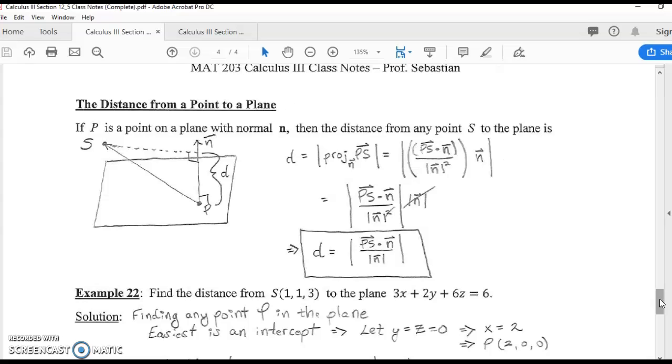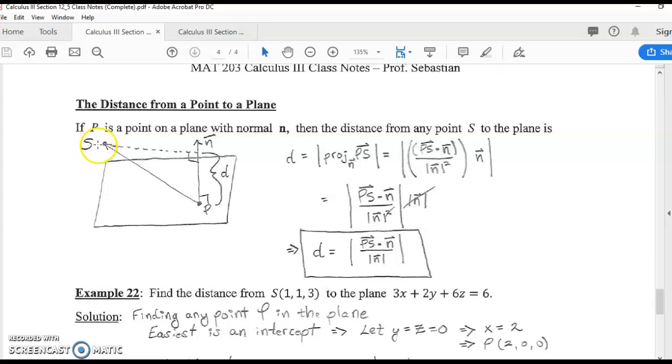So just like we learned how to find the distance from a point to a line that's in space, we also want to find the distance from a point to a plane that is in space. So here's how we're going to do that. If P is a point on a plane with normal n, so here's a plane, P is on the plane, then it has a normal vector.